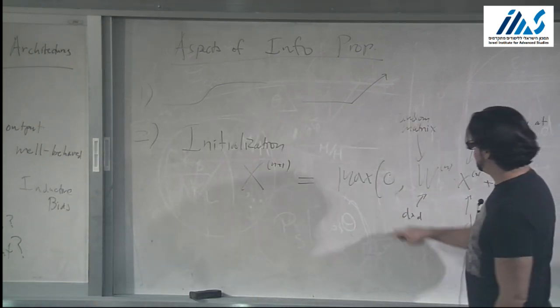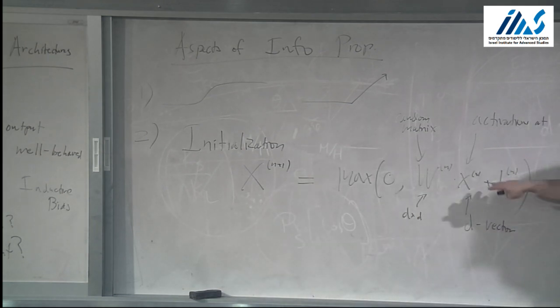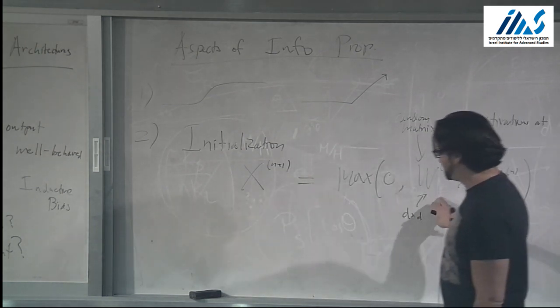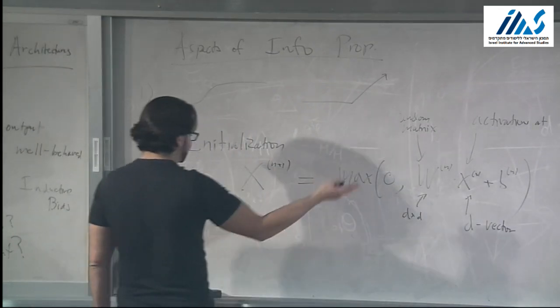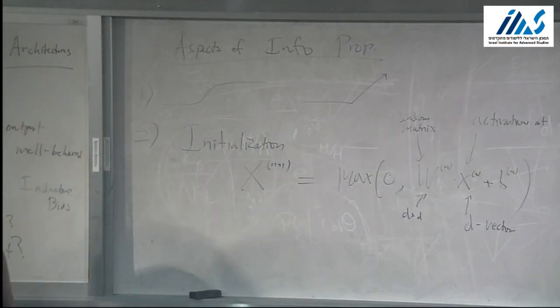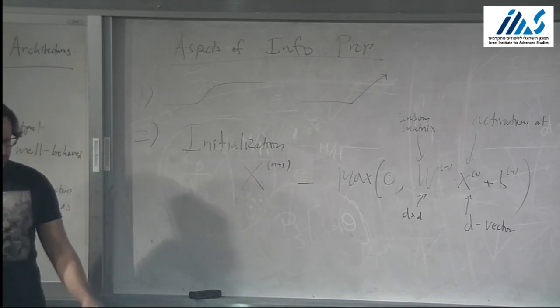Now you might worry about this max. It'll set half of them to 0, so you might add a factor of 2. But up to things like that, that's how we do initialization. And it's important that we do this right if we have a large number of layers.